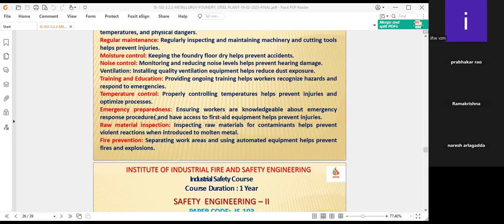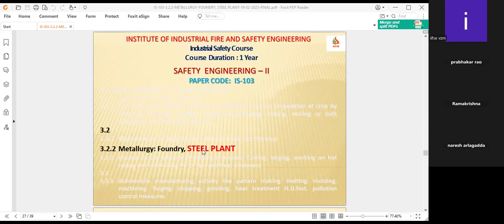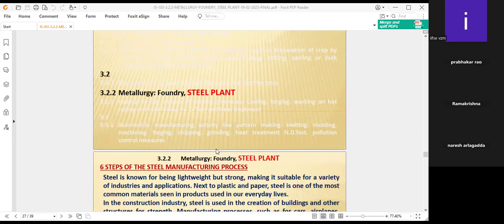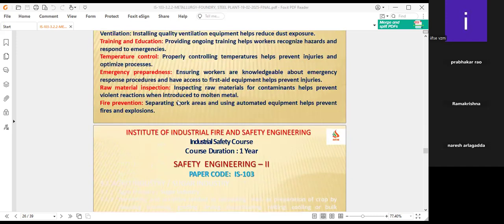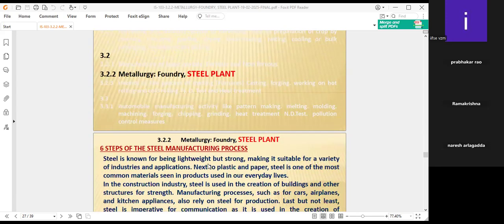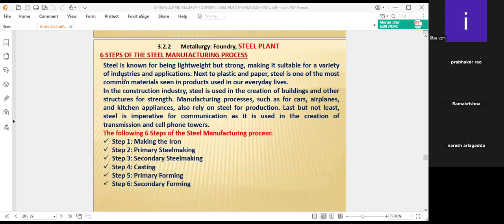Now we are going to the steel plant. We have completed metallurgy and the foundry, and now the steel plant. The steel plant is similar in many ways, but the foundry makes only blocks, whereas the steel plant has different products, which we will discuss in the coming slides. Everybody knows the products of steel plants, but we need to discuss them as per the subject. There is a separate syllabus for theory.